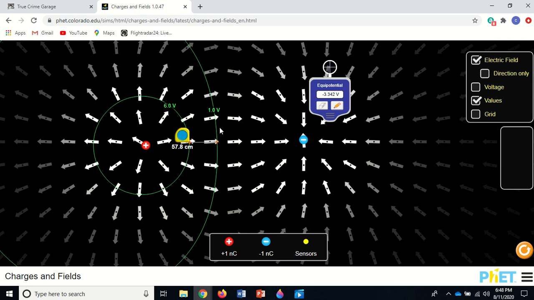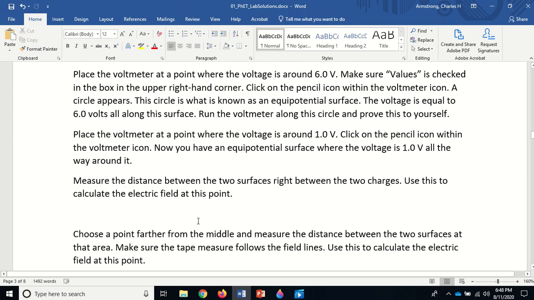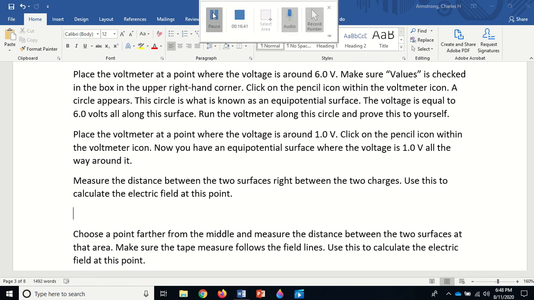So we've got a difference of 5 volts. Remember, it's delta V over delta X. Delta V is going to be 5 volts, and delta X is going to be 0.578 meters. So what I'm going to do now is put a mathematical equation in there, but it's going to take too long. I don't want to waste time, so let me pause it now.